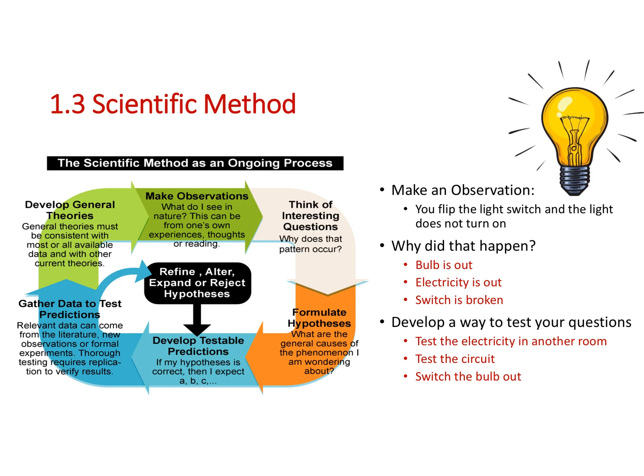So we can test the electricity in another room. We could test the circuit. If we had an amp meter, we could test the circuit to make sure the circuit's carrying electricity, or we could even switch out the light bulb to see, is the light bulb broken, or is the electricity out in that room or your house or your neighborhood? Those are all ways that we could test those initial questions of why didn't the light turn on?